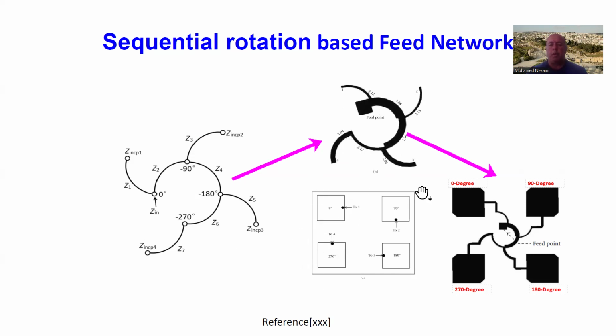So geometrically, we have 4 elements that are fed in quadrature, basically. And that's what you see in here. So this is the concept, this is the layout, and this is the actual thing.